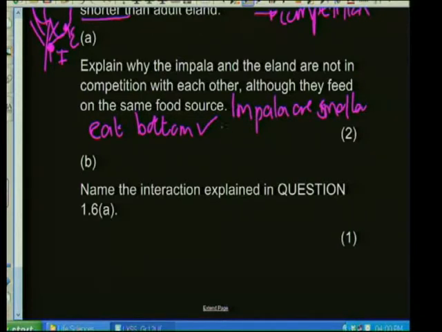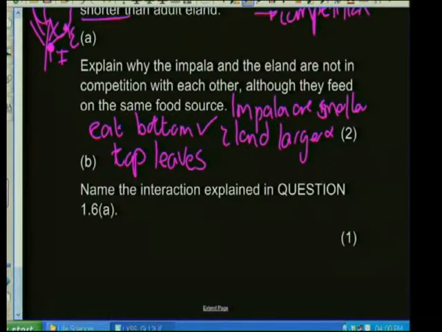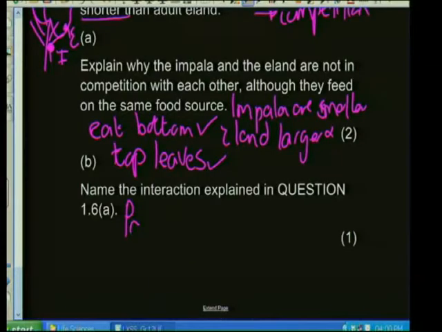And the eland are larger and eat the top leaves. So because they eat the top leaves, they are using different parts of the tree. Which leads us to the very next question where they ask you, what is that type of competition named? Remember it is partition of resources, or partition of niche, anything like that.